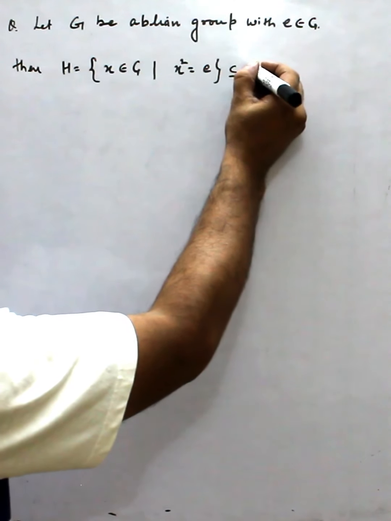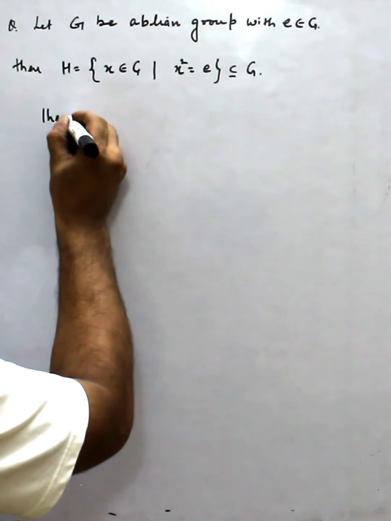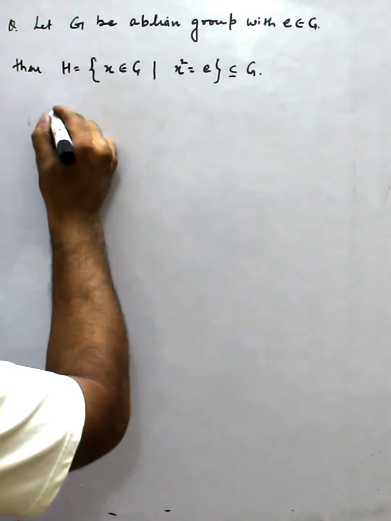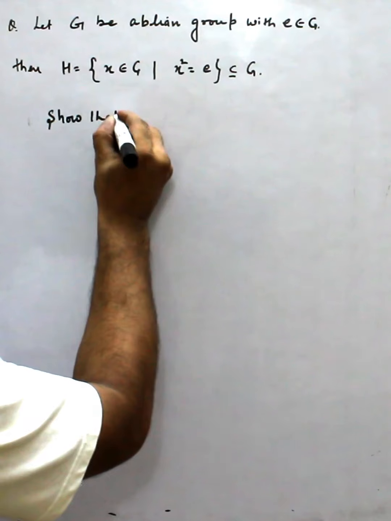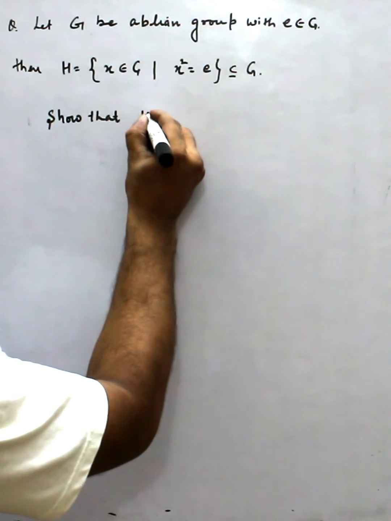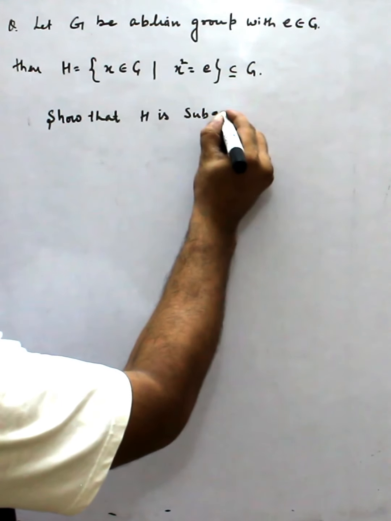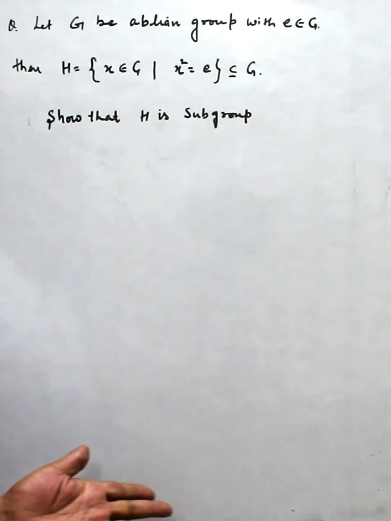be a subset of G, then simply show that H is a subgroup. So by the definition we know that first we show that H is non-empty.